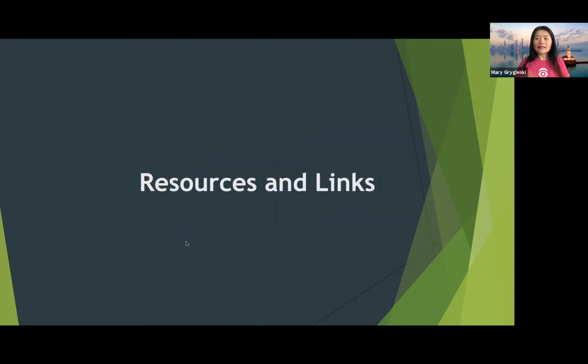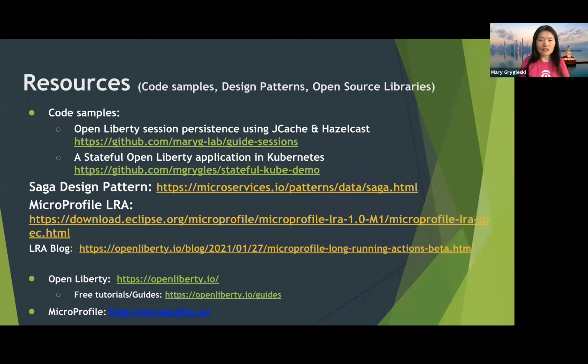Okay, and I think at this point, I can step through some of the resources and links and just point them out to you. So over here, the code samples, I have this listed here, and I also have the Saga design pattern. If you go to microservices.io/patterns, you can read about Saga. And there are many other microservices patterns that you can find. Chris Richardson has done a really great job of organizing all of this information, and he will also point you to more information if you want to get deeper.